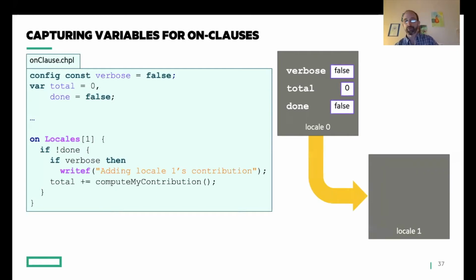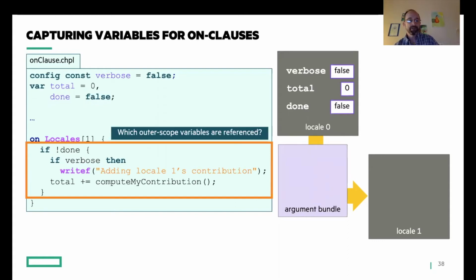So conceptually what I'm doing is migrating my original task over to locale1, but the data remains where it was on locale0. So what I need to do is give locale1 the ability to refer to those data values back on locale0. And I'm going to put those into this argument bundle we've been seeing in the code. So the compiler starts by saying, well, which outer scope variables are referenced within this on clause? And it sees that done, verbose, and total are, all three of them in this case. And then it goes through these variables and decides how it's going to bundle them into the argument. It's going to put some representation of all three into the argument bundle.